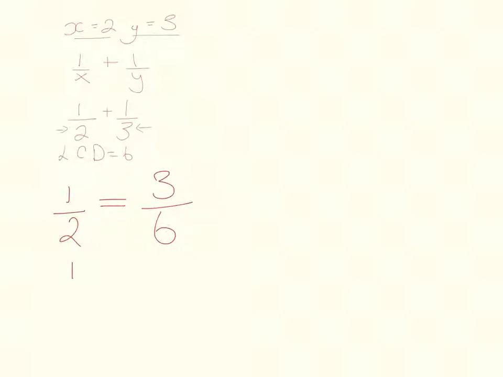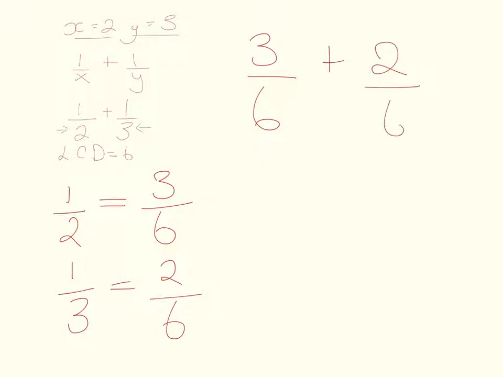If we do the same for a third, 3 goes into my 6 twice, and 2 multiplied by the 1 on top of the 3 gives me 2. So my sum now reads 3 over 6 plus 2 over 6, which gives me an answer of 5 over 6. We only ever add the top numbers, we don't add the bottom numbers.